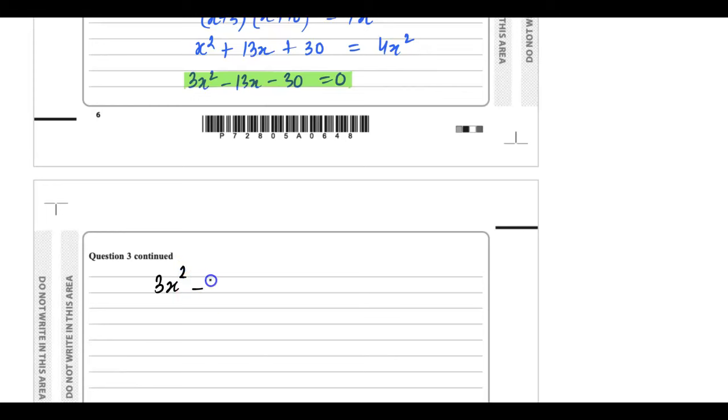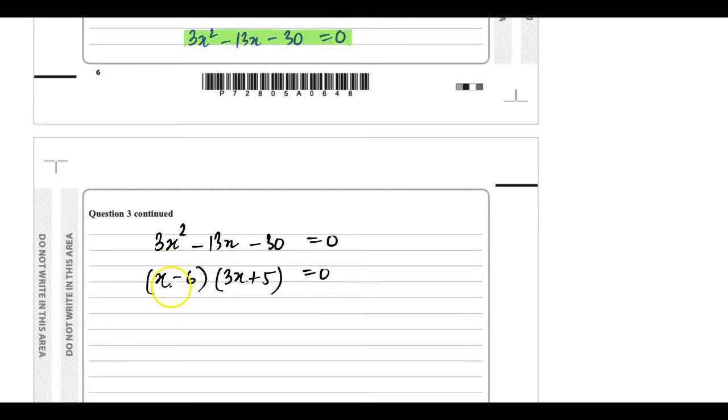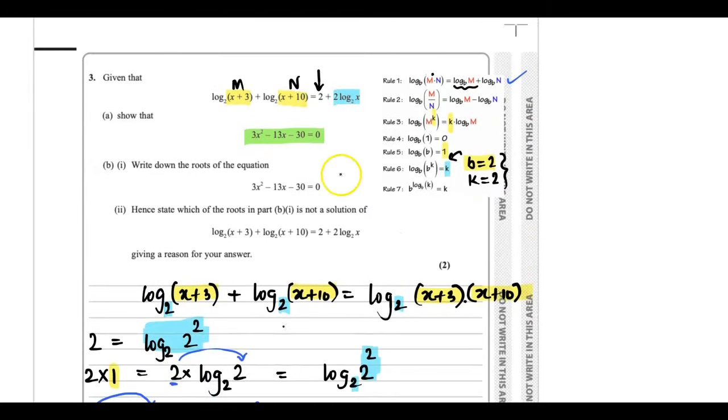3x squared minus 13x minus 30 equals 0. 30 times 3 is 90. Okay, so can we write it as x minus 6 and 3x plus 5 equals 0? So that's going to be giving us x to be 6 or minus 5/3. So when it was asking us to find the roots, we got our roots.